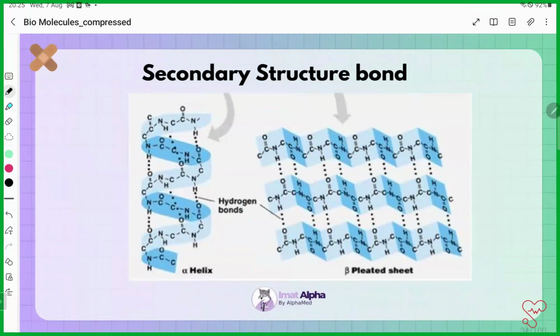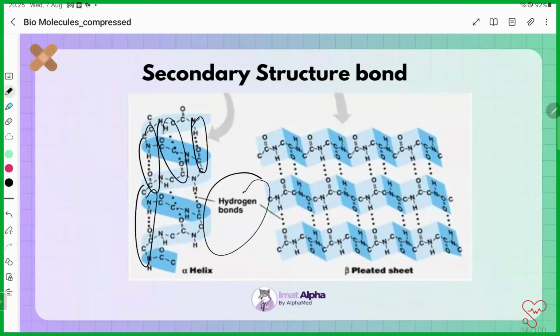Secondary structure bonds: you don't have to care about them, you just have to know about hydrogen bonds, alpha helix and beta pleated sheet. Look here, the beta looks like a sheet, and the helix looks like DNA.